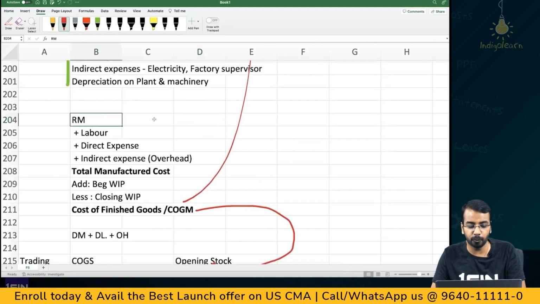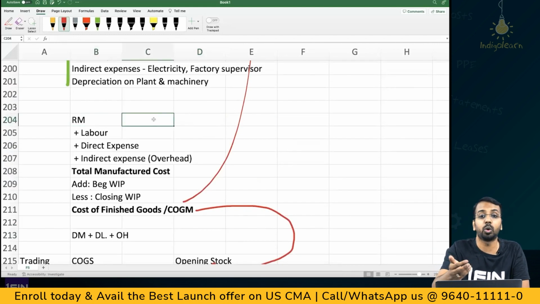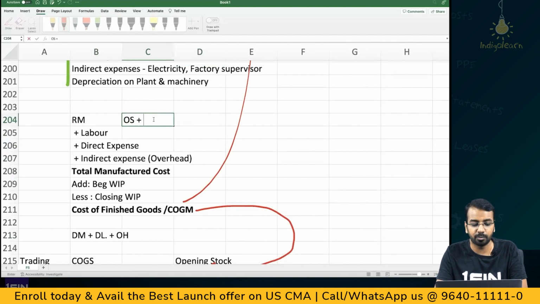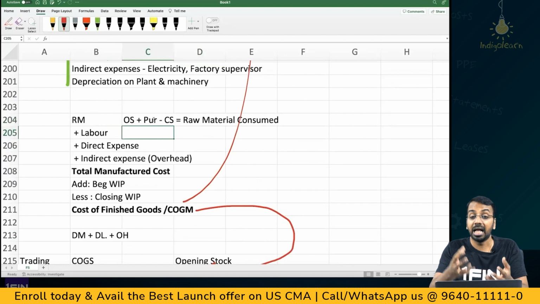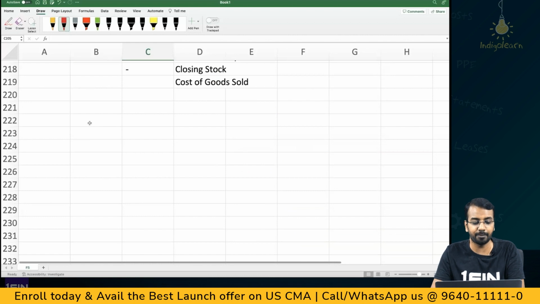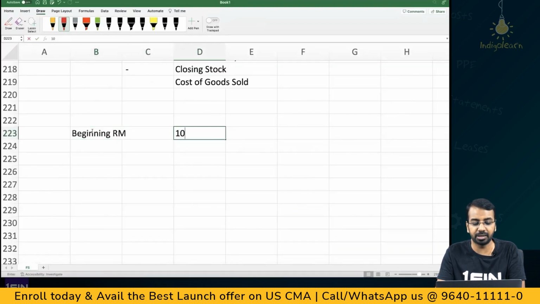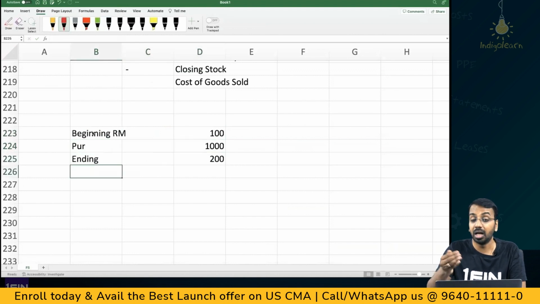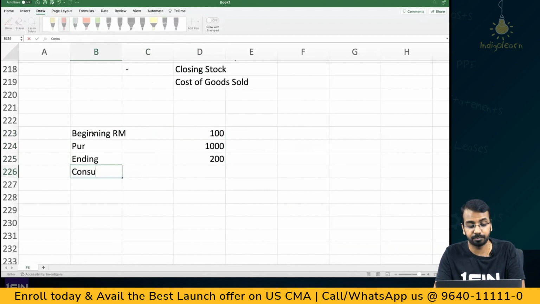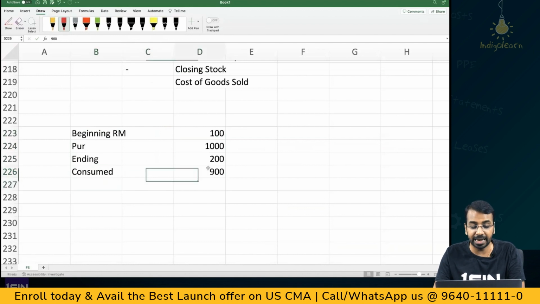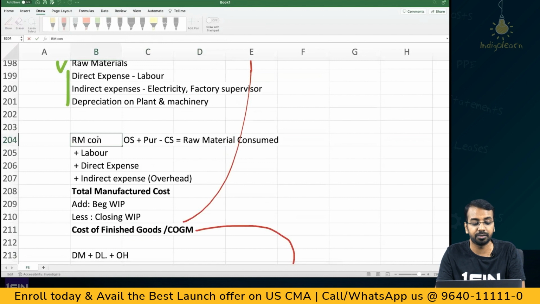Now, raw material also, there may be opening raw material inventory, closing raw material inventory. So here also you will use opening stock plus purchases minus closing stock. That gives me raw material consumed. How much raw material has been consumed? Say, for example, beginning raw material is 100, purchased is 1000, ending is 200. Means I have 100, I got 1000, total is 1100, 200 is left over. So consumed is only 900.